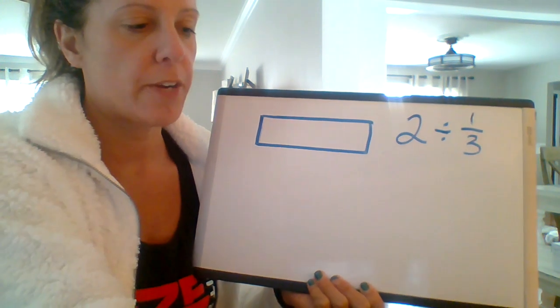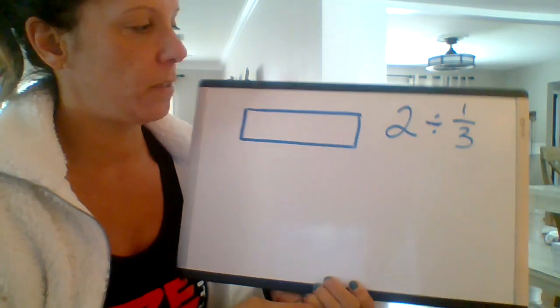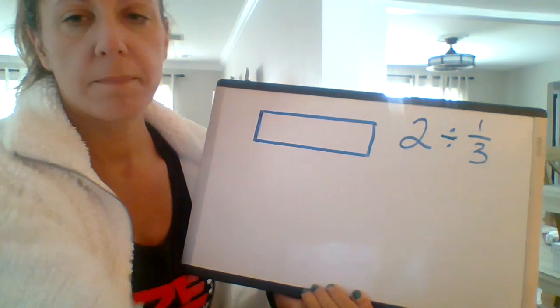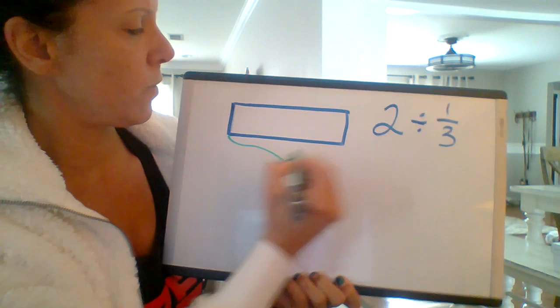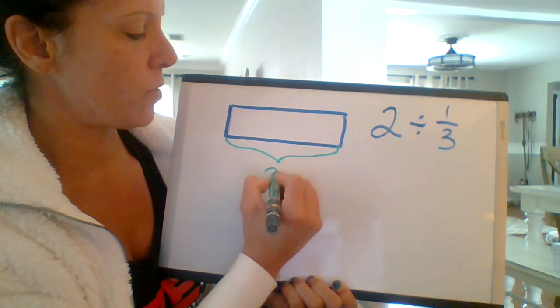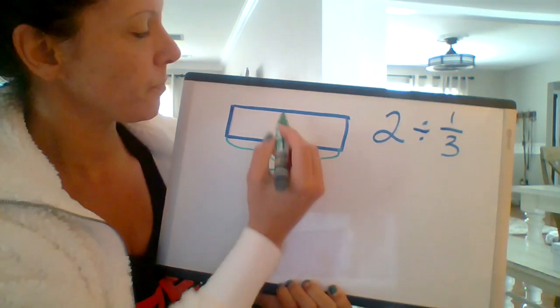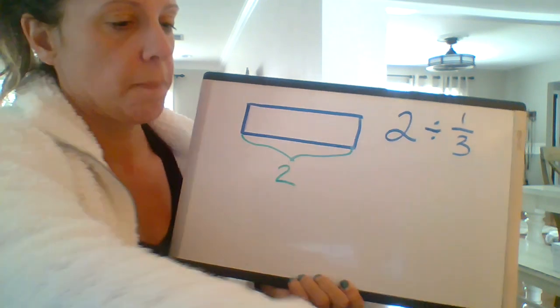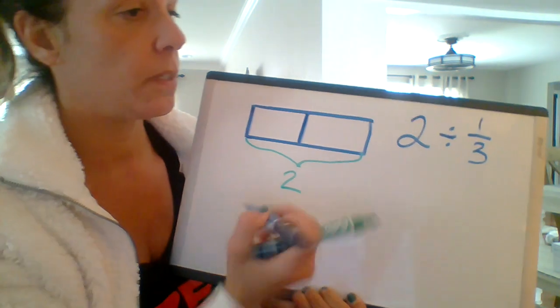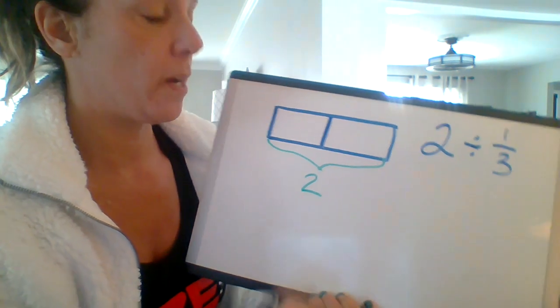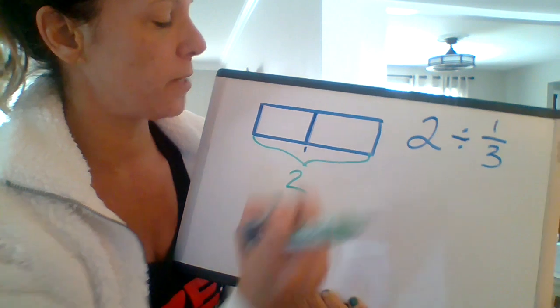So I'm going to give you a scenario. Pretend I have 2 subs, 2 hoagies. Okay, so here's my tape diagram that represents the 2. Naturally, half of 2 would be the 1. So my 1 would be here.